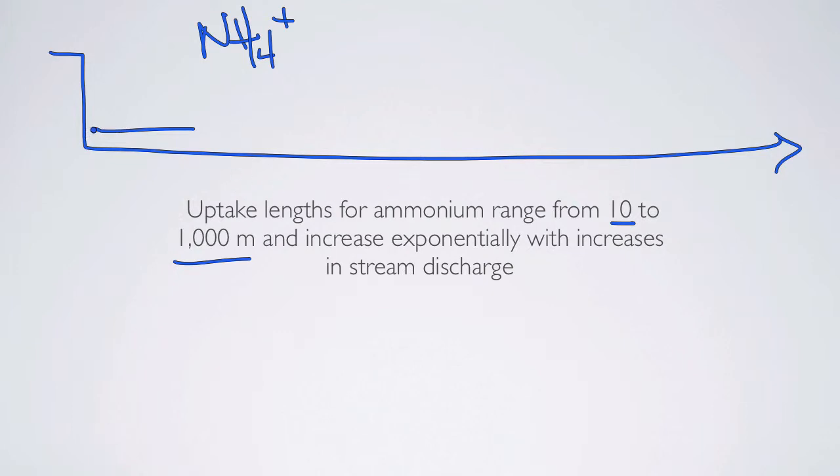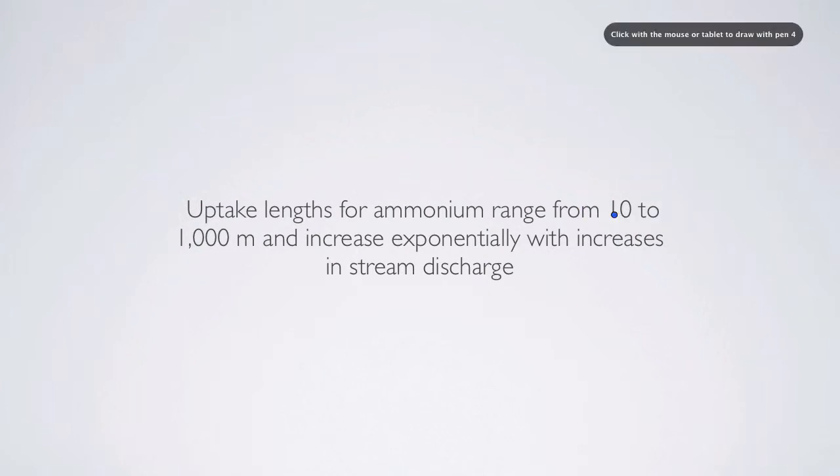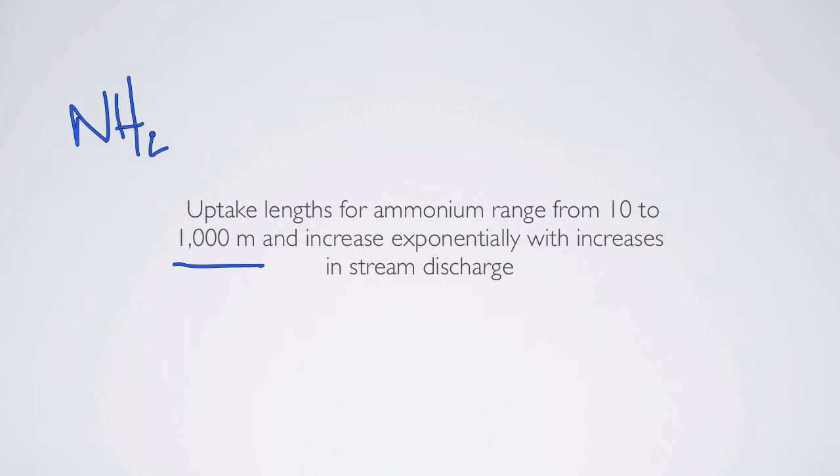So if we have relatively low stream discharges, so not a lot of water moving through a system, it's going to give you a relatively low uptake length. And it's the large systems that have a lot of stream discharge where ammonium, once it becomes available, travels a long distance.